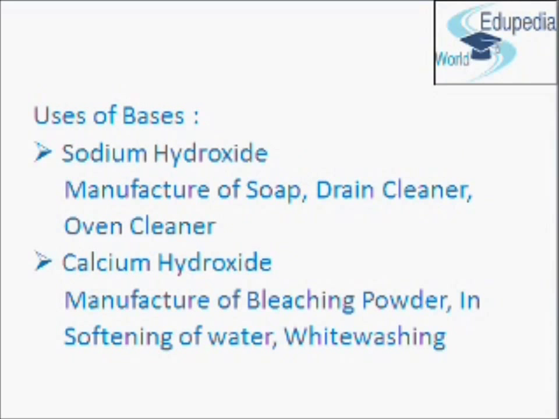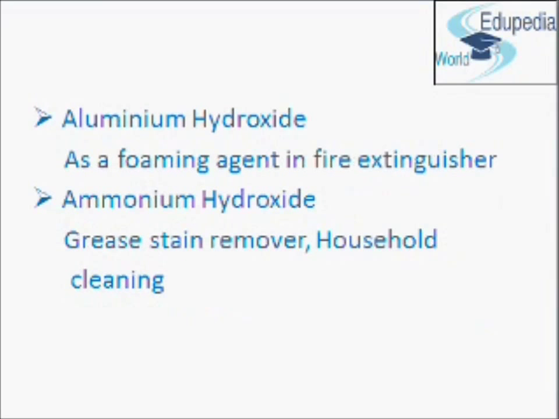Now we will discuss uses of bases. Sodium hydroxide. Sodium hydroxide is used in manufacture of soap, drain cleaner and oven cleaner. Now calcium hydroxide. Calcium hydroxide is used in manufacture of bleaching powder, in softening of water, whitewashing. Next, aluminium hydroxide. Aluminium hydroxide is used as a foaming agent in the extinguishers. And ammonium hydroxide. It is used for grease stain remover and household cleaning.